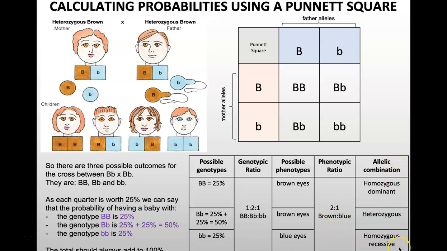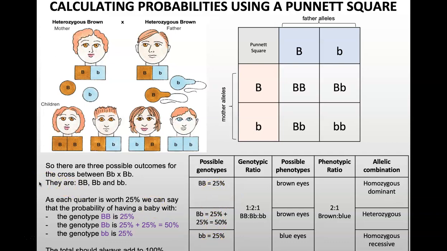Here's our allelic combinations. We've been through that already. Oh, and the last thing is, if each of these is worth 25%, these probabilities, then altogether we should always reach 100% total. Okay, so if we have a heterozygous mother and heterozygous father, we've crossed that, and these are all of our different types of combinations or probabilities.